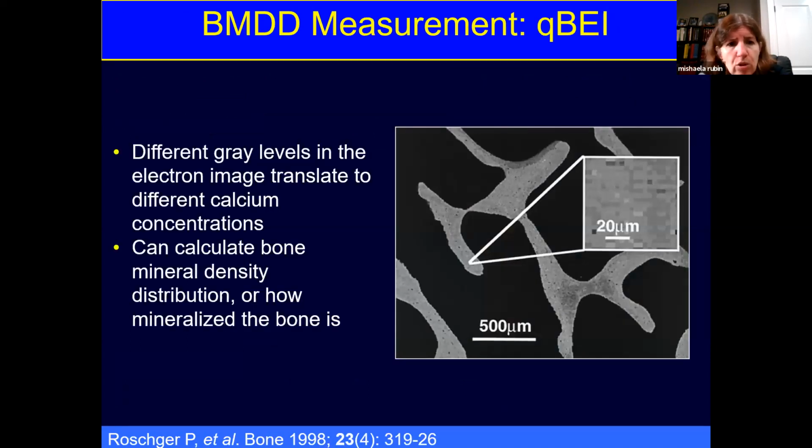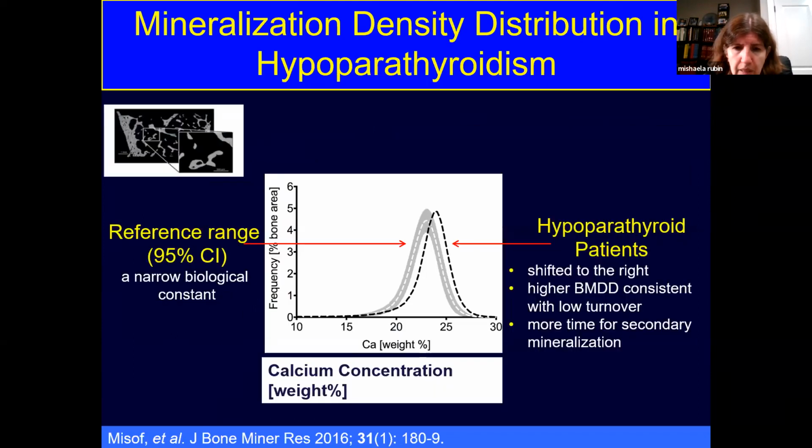And we looked at the mineral using a tool that could measure how dense the mineral is. And it basically is done by looking at how gray these electron imagings are. And you can calculate from that just how dense the distribution of the mineral is. And there's a very tight normal range, and that's in this gray shaded area here. And it actually holds very constant, even for different ages, for women and men. And what we found in our hypoparathyroid patients is that this curve was shifted to the right, the black dotted line. And this is consistent with there being a higher bone mineral density distribution.